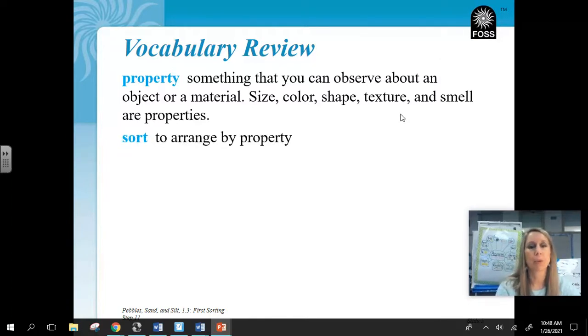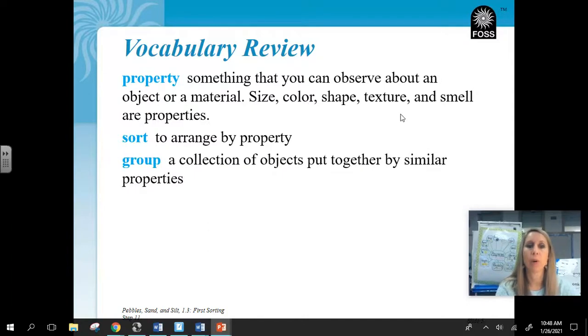What about sorting? Sorting's when we arrange. We choose one property, maybe size, and we arrange. We sort them. We group. We put the objects together by similar properties. I chose stripes or no stripes one time. That is a group.